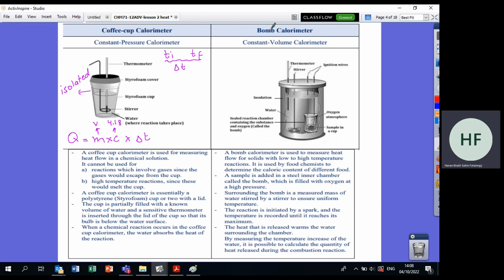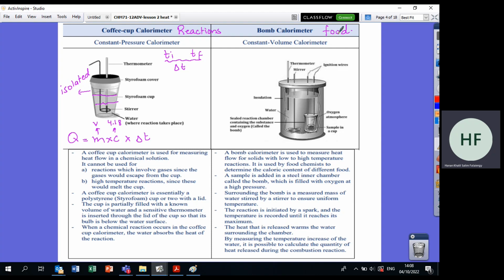Okay, now we have the second type of calorimeter, which is called a bomb calorimeter. Now this bomb calorimeter is used to measure calories in food. This one is used to measure calories or energy in reactions, where we put the first reactant, and then we put the other reactant, and then when we mix them together, we see the temperature might increase or it might decrease. It depends on if the reaction is exothermic or endothermic.